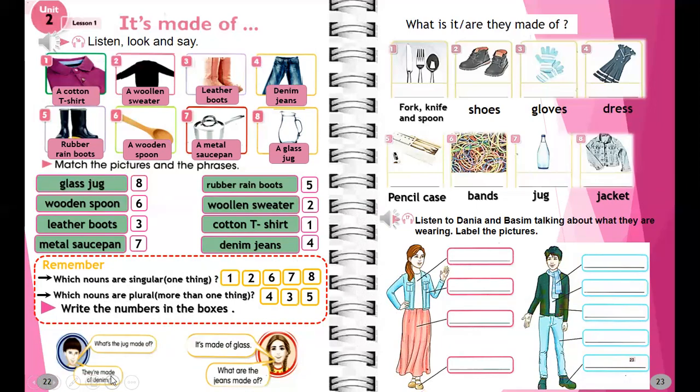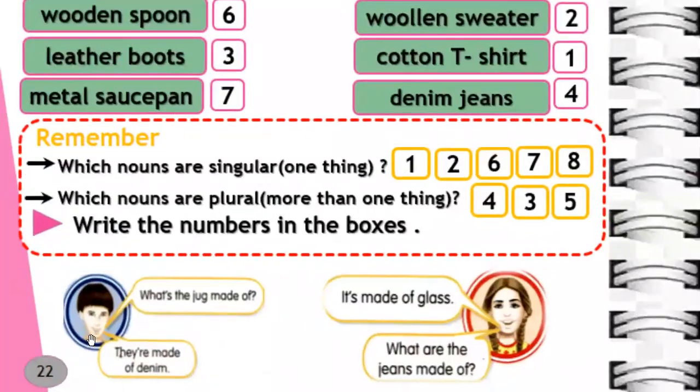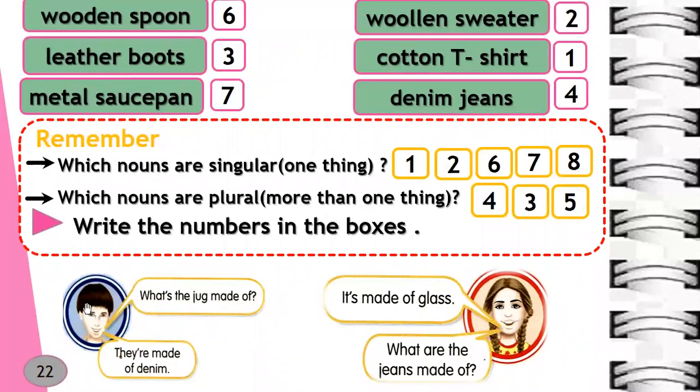Now خلينا نعمل زوم, نشوف المحادثة. Here we have a conversation between Basim and Hiba. They use a form, يستخدمون صيغة, to ask about the material, حتى نسأل عن مصنعية الشيء. So Basim asked Hiba, what's the jug made of? قال من ماذا مصنوع الجغ الزجاجي? Made of, مصنوع من. She answered, it's made of glass. إنه مصنوع من الزجاج.